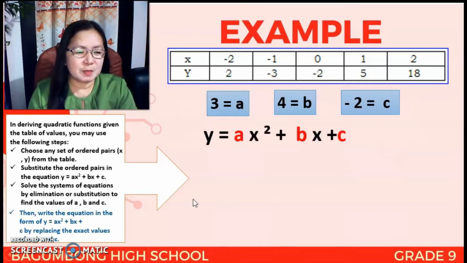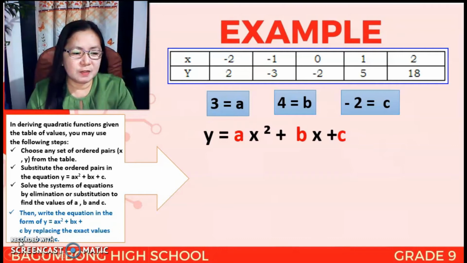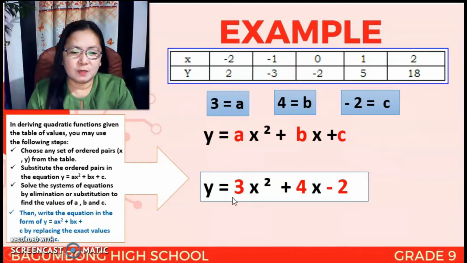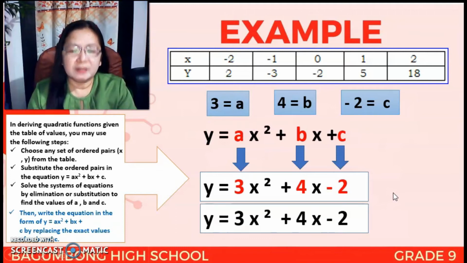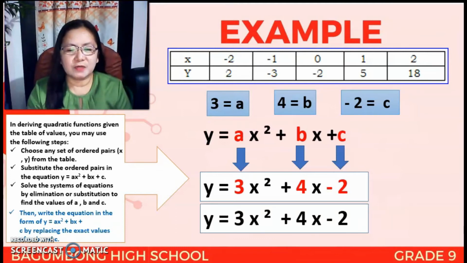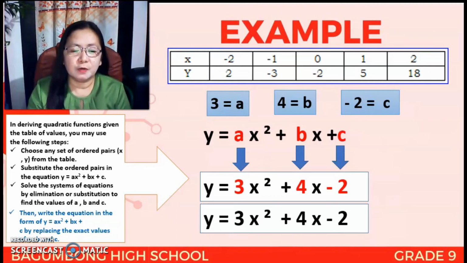The last step is to write the equation in the form of y is equal to ax squared plus bx plus c by replacing the exact values of a, b, and c. So, y is equal to 3x squared plus 4x minus 2, since a is equal to 3, b is equal to 4, and c is equal to negative 2. Therefore, the equation now is y is equal to 3x squared plus 4x minus 2, or f of x is equal to 3x squared plus 4x minus 2.